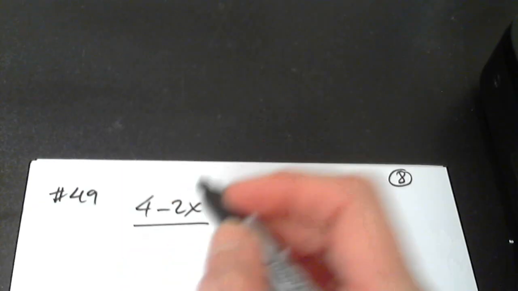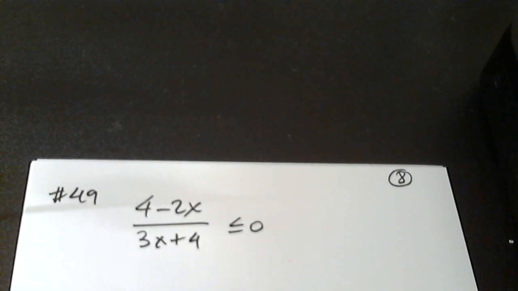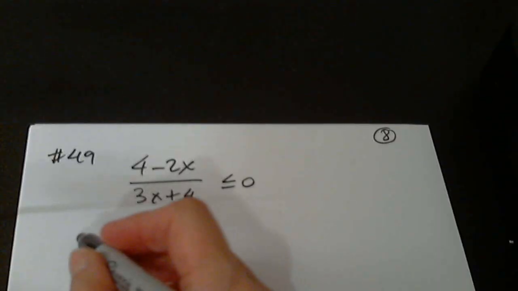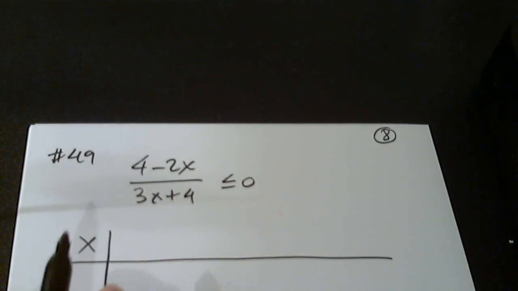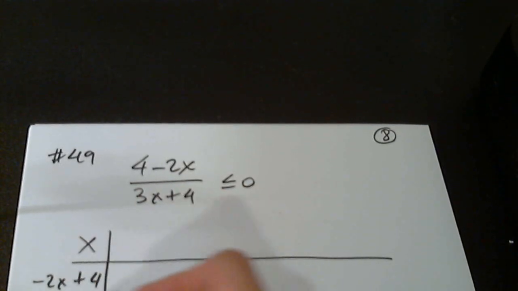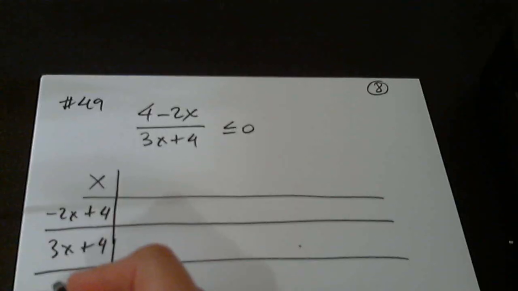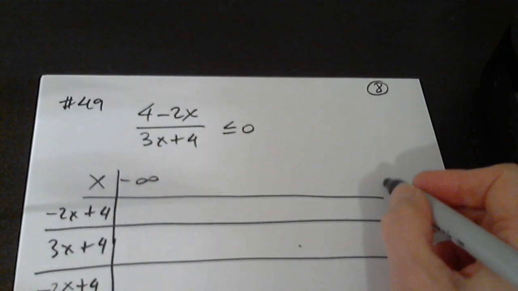4 minus 2x divided by 3x plus 4 is less than or equal to 0. Not a difficult one. I don't have to factor anything. It's already factored for me. This is one factor. This is one factor. X is the variable in the problem. Always put everything correctly in descending order: negative 2x plus 4 and 3x plus 4, and of course the ratio. Negative 2x plus 4, 3x plus 4, and x can be anything.